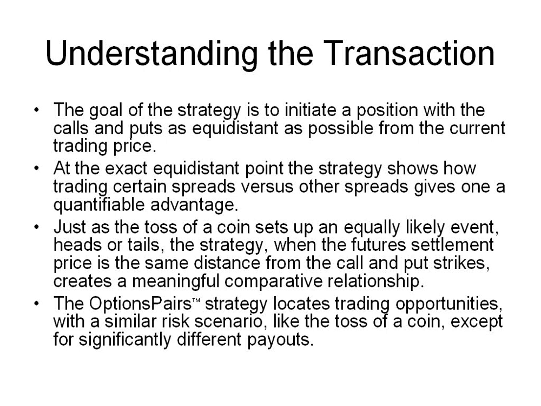The options pair strategy locates trading opportunities with a similar risk scenario. Not that easy to say, not that easy to spot, but in fact it does exist. It locates those scenarios which, like the toss of a coin, have different sets of payouts. In other words, we put on the strategy, or we find the strategy, and you would expect it, because it's equidistant from where we're trading, to be about a 50-50 proposition. But it isn't. In fact, it has a different payout.